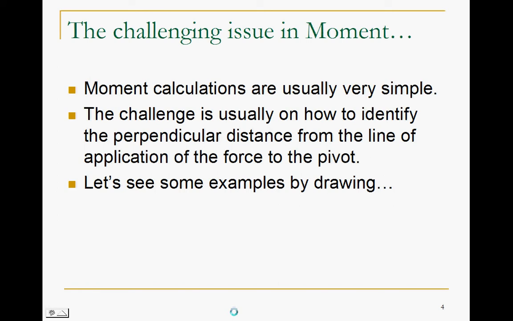Now, usually moment calculations are quite easy. You just take the force, multiply by the perpendicular distance, and there you get it. However, the challenging issue in moment calculations is usually how to identify the perpendicular distance from the line of application of the force to the pivot. And many students tend to identify the wrong distance. Okay, let me illustrate my point by looking at some examples.